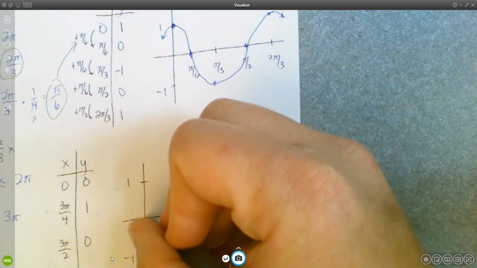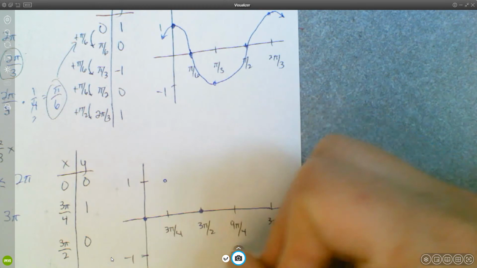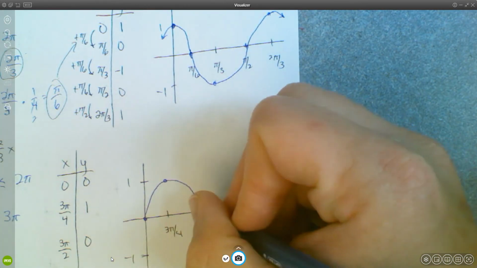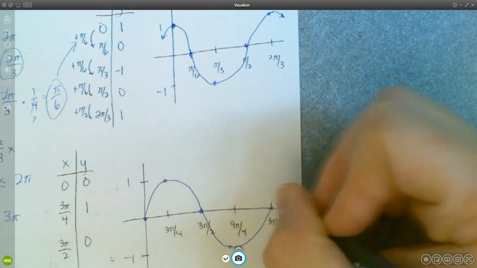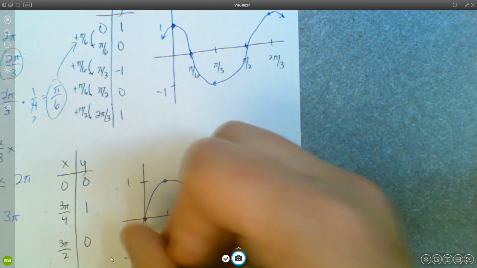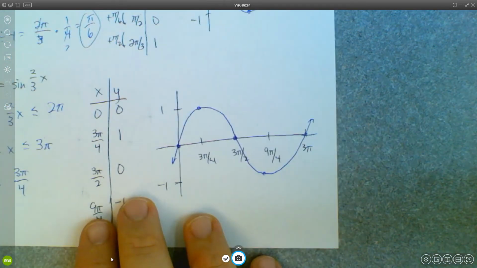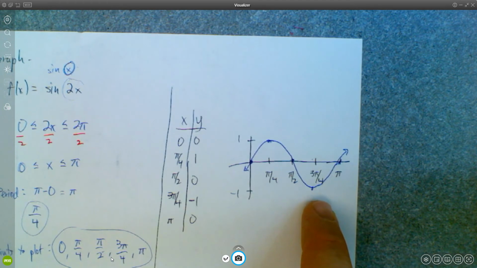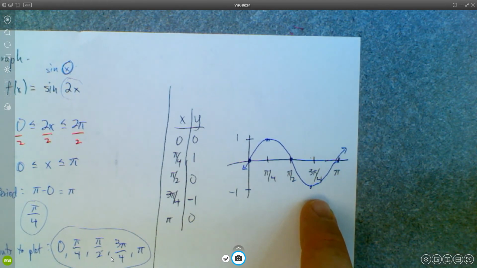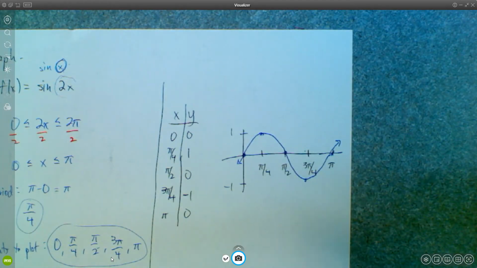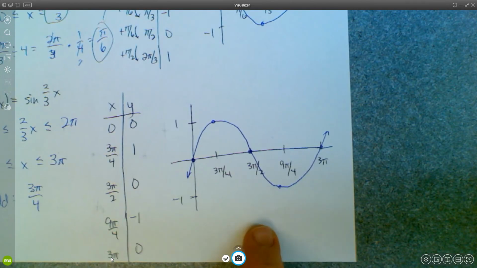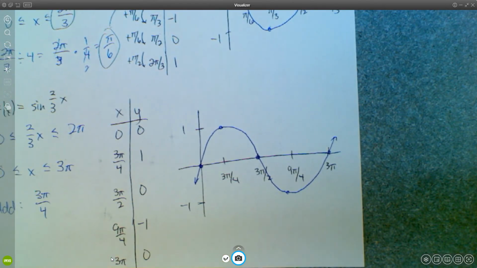Okay, 0, 1, 0, -1, 0. And there's one period of the sine function. Now you'll notice that this looks almost identical to what we did for part A. The only difference is the labels. And so that's what I meant when I said earlier that the labels are really everything when it comes to graphing trig functions. The labels are the only thing that makes these two problems any different from one another.